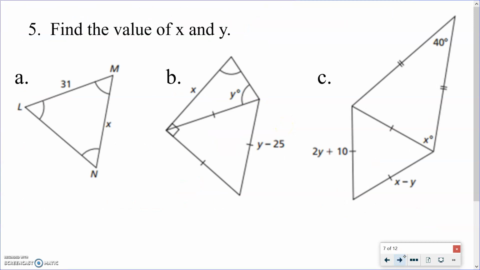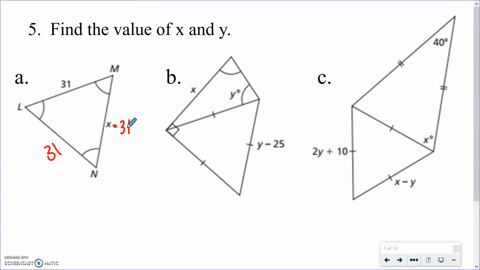So we can also use these properties to figure out missing values. In this case, we see that it's equiangular, so that means all the sides are the same. So very quickly, I know here that this is 31 and that x is equal to 31, because equiangular means equilateral. On this next picture, there's two triangles here.